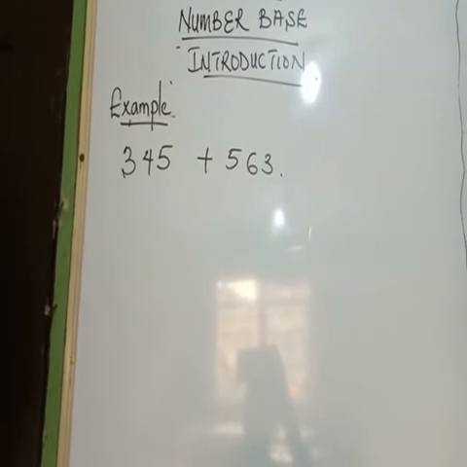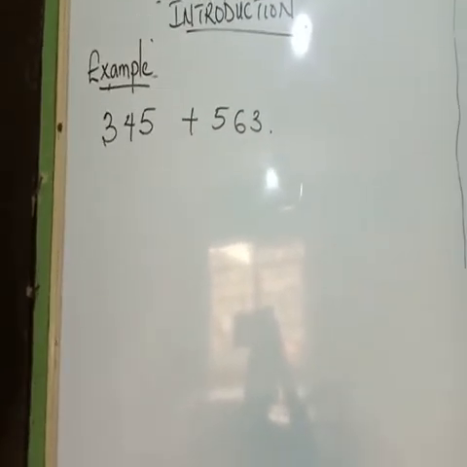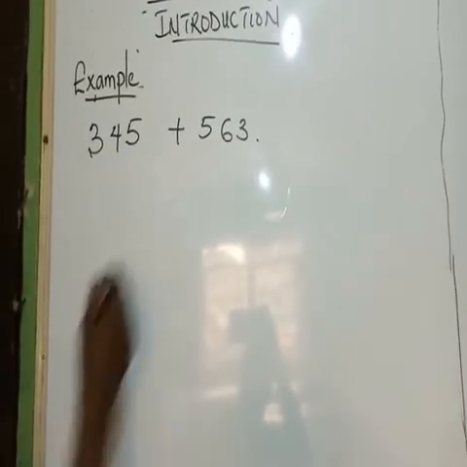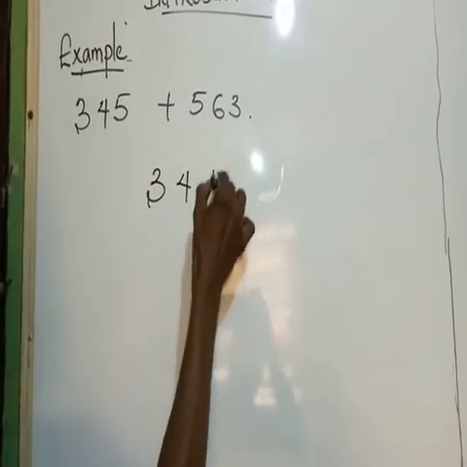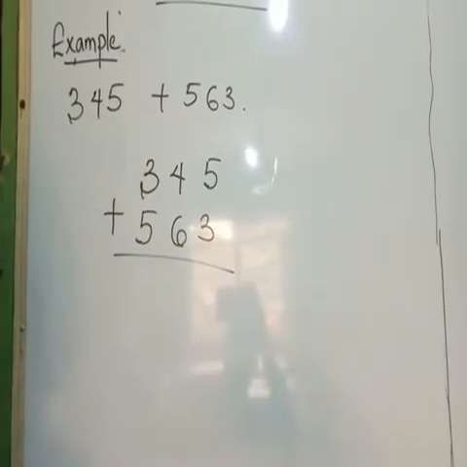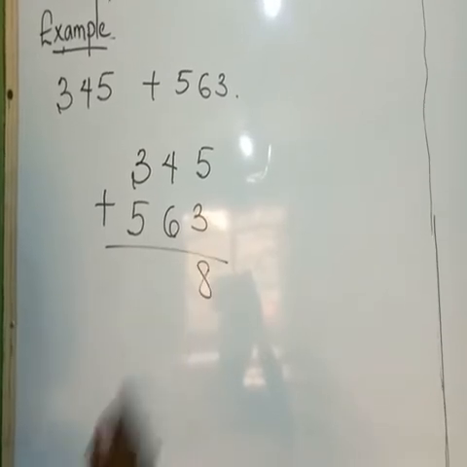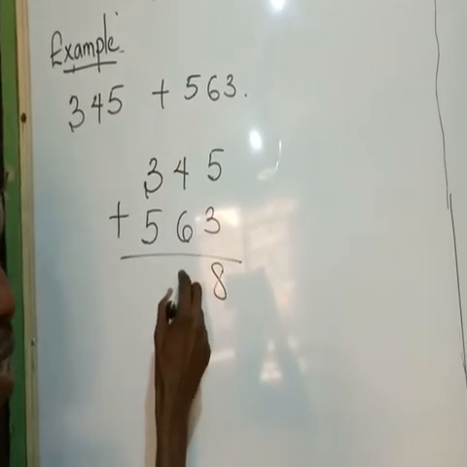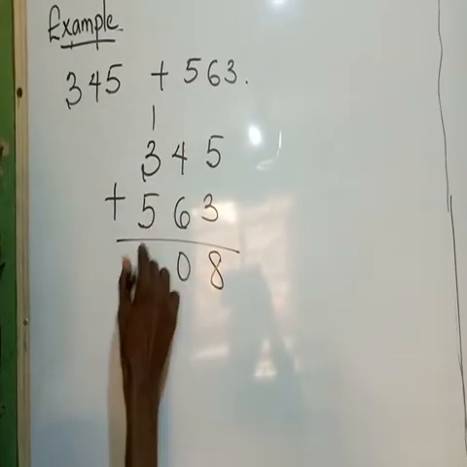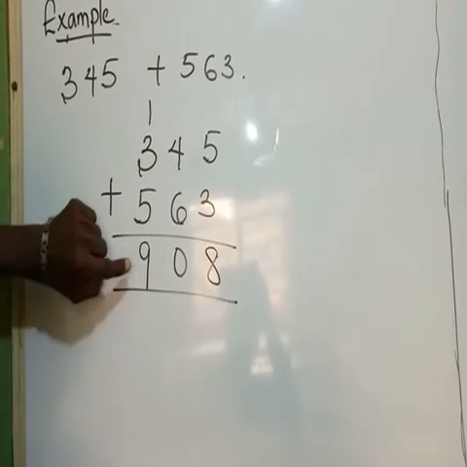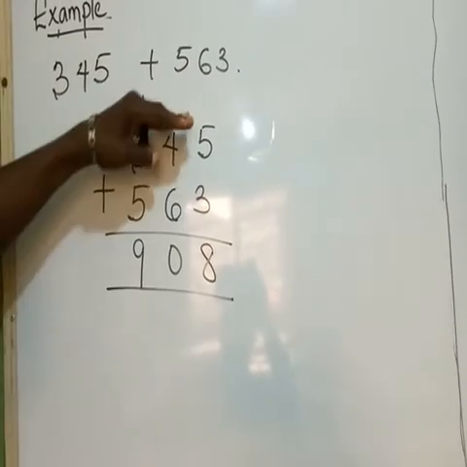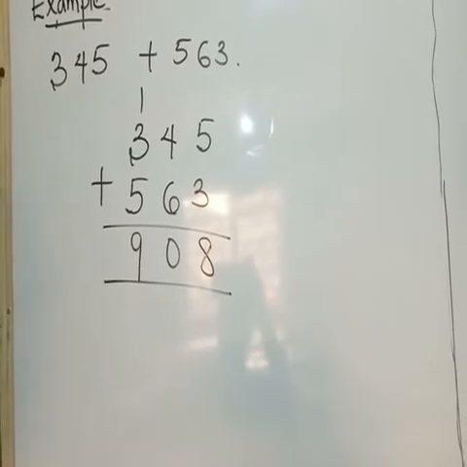ordinarily while you were in primary school, while you were in your early class, when you want to add, for example, you have this plus 5, 6, 3. What's the next thing you do? 5 plus 3 is 8. 4 plus 6 is 10. You write 0, you carry 1. 1 plus 3 is 4. 4 plus 5 is 9. Now, these numbers that you add, they are all in base 10.